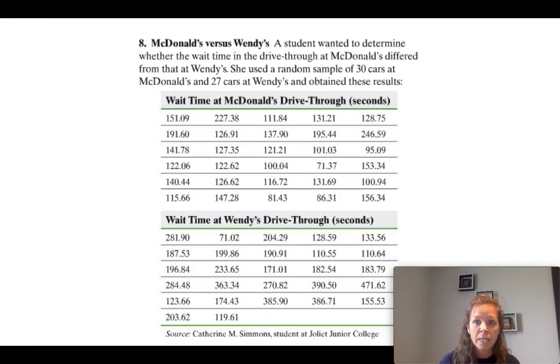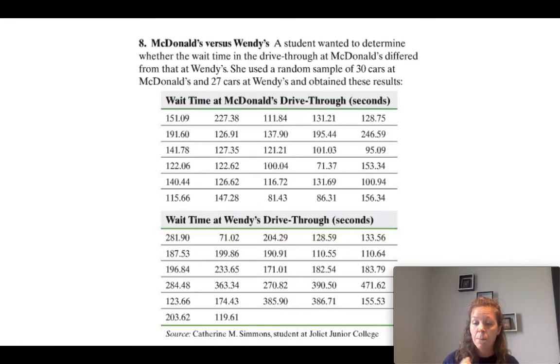Okay, McDonald's and Wendy's. The student wanted to determine whether the wait time in the drive-thru at McDonald's differed from that at Wendy's. Random sample of 30 cars at McDonald's and 27 cars at Wendy's. All right, so not a yes or no, so not a proportion, so it's going to be a mean. So mean, we would do a t-test.